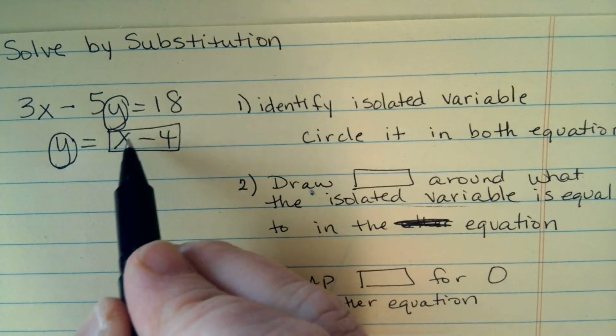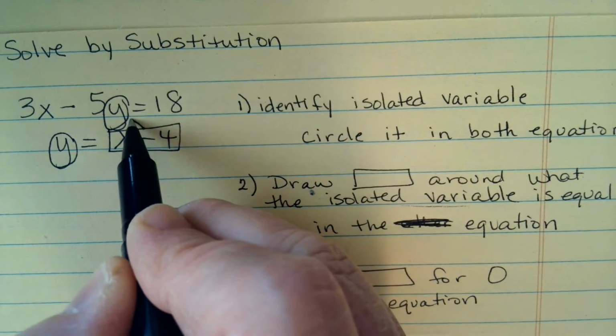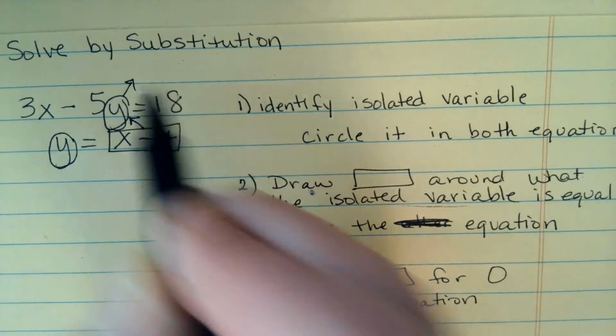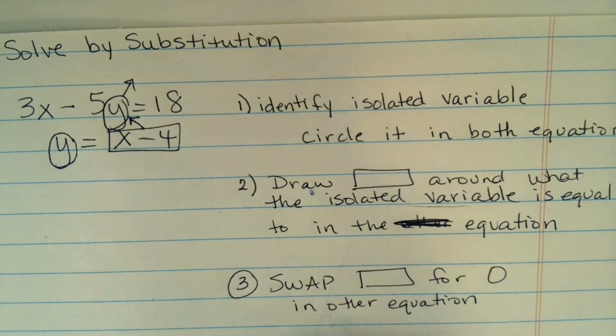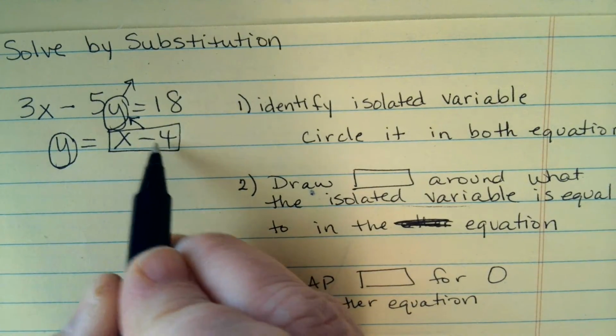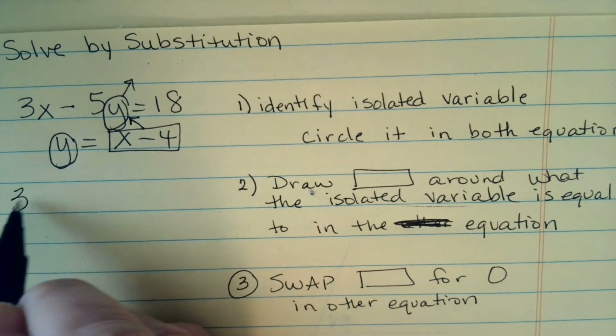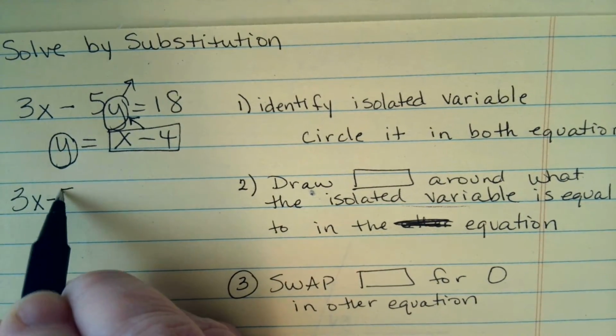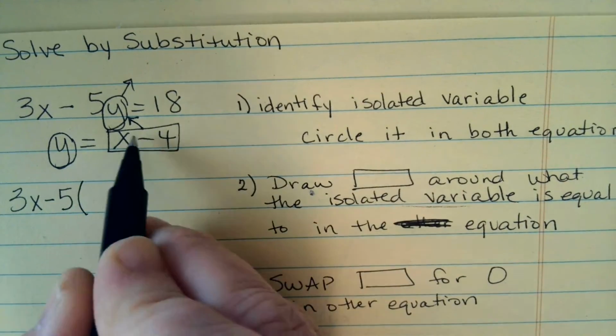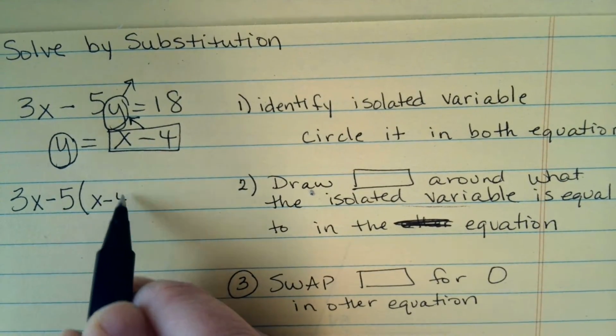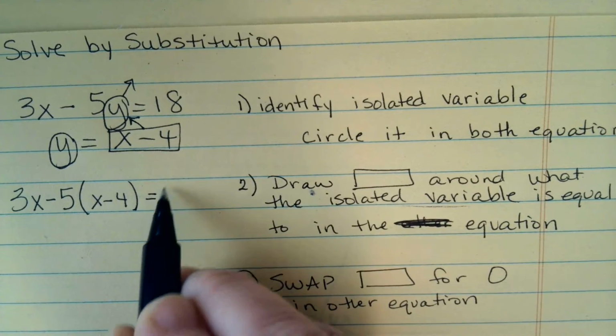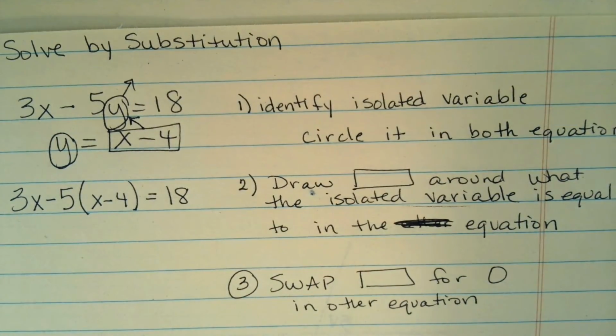Step number 3, swap the box for the circle in the other equation. That's where my word other equation should go. So the y leaves, the box goes in its place. So you got 3x minus 5, but instead of the y, you're going to put what's in the box. And since it's more than one term, I have to put it in parentheses.